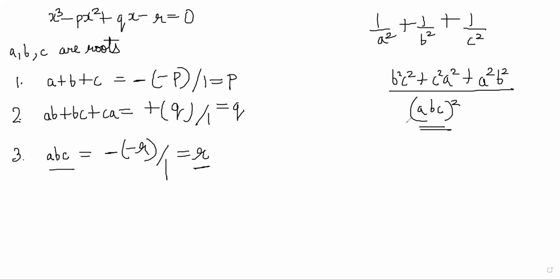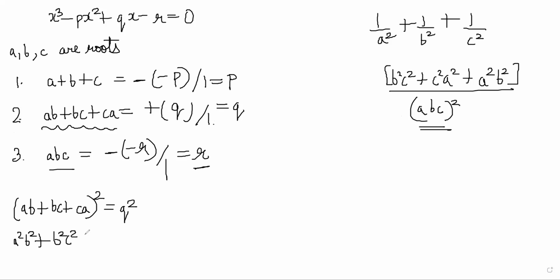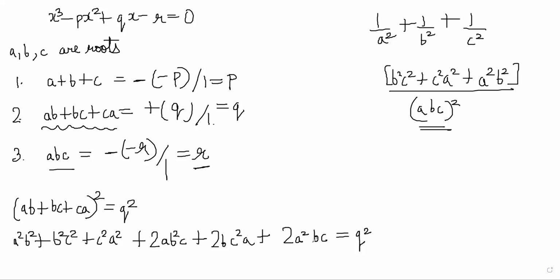So the denominator is not a problem for you. The numerator right now you don't know, right? So the numerator, I know this is Q, so I can square it, because that will give me B square C square type of terms. It will give me A square B square plus B square C square plus C square A square plus 2 times each of the products. So AB into BC gives A B square C, plus 2 times B C square A, plus 2 times A square BC, is equal to Q square, I'm getting, right?